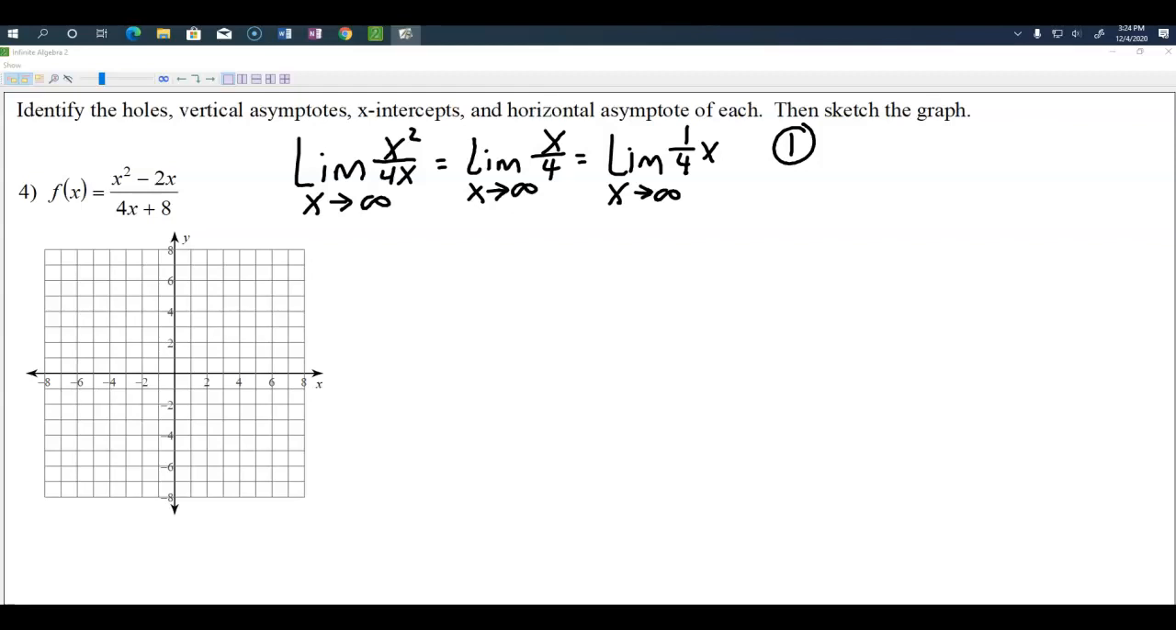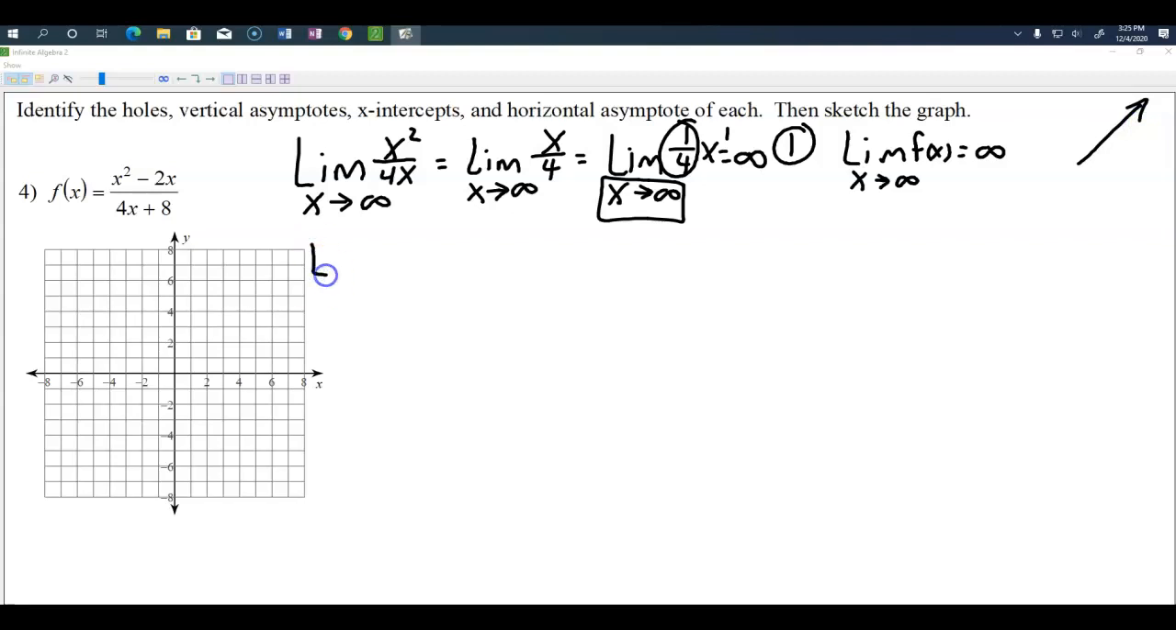Now, when you have a positive number here and an odd power here, that means that as my function is going to the right, my graph will be going up. So that's what I'm going to put right here. The limit of my function as x goes to infinity is infinity. And what that means is that the right half of my graph is going up. Okay?